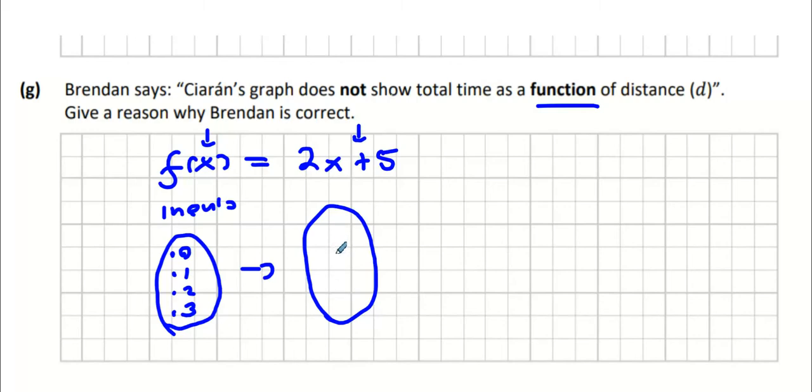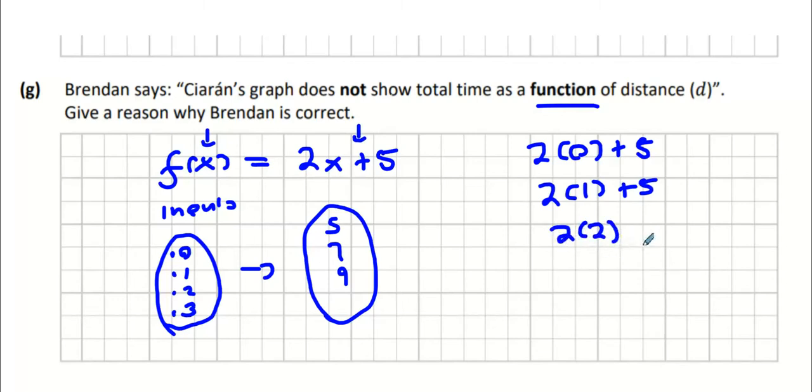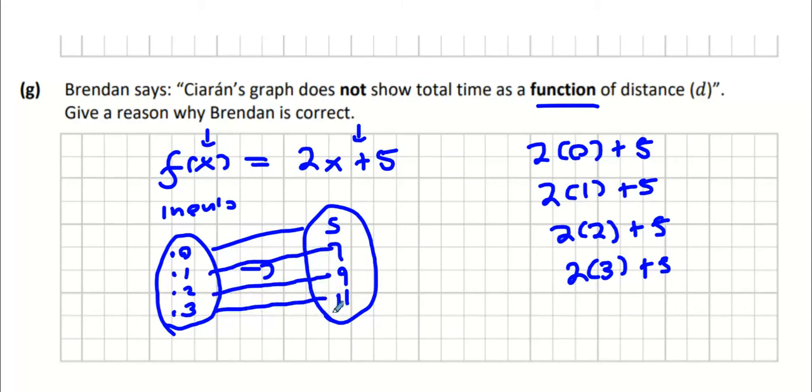So the outputs can be, 2 times 0 plus 5, which is 5. 2 times 1 plus 5 is 7. 2 times 2 plus 5 is 9. So basically what we're doing here is we're replacing the x value with the desired input, and then we're calculating what the output is. So that's as simple as a function. That's a really simple version of a function. So the 0 belongs to the 5, the 1 belongs to the 7, the 2 belongs to the 9, and the 3 belongs to 11.